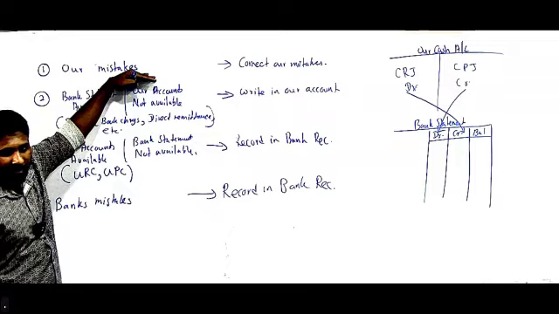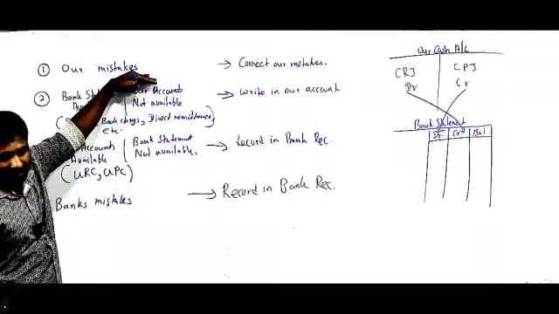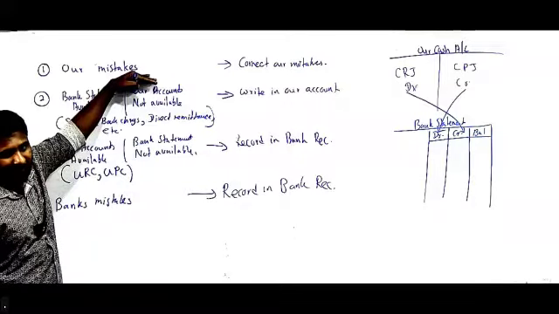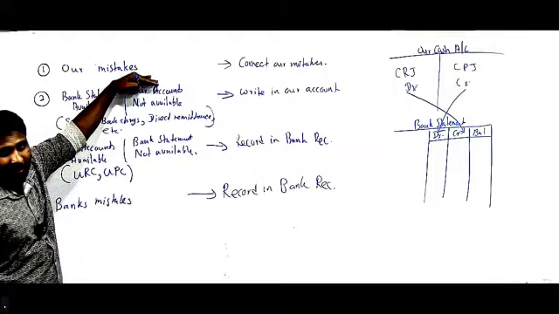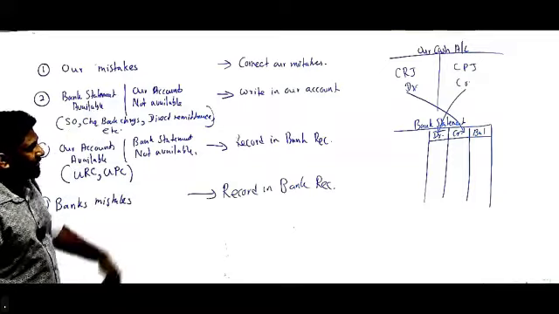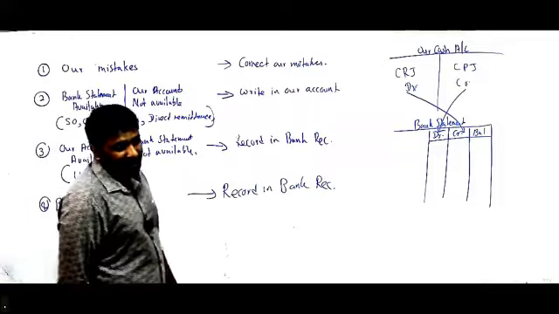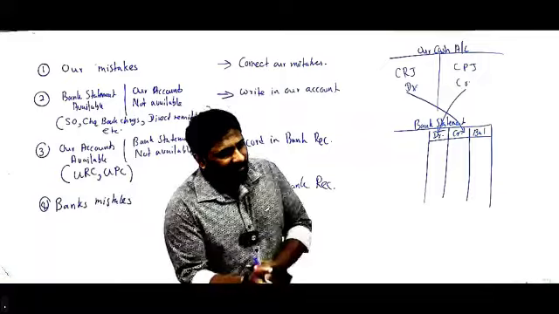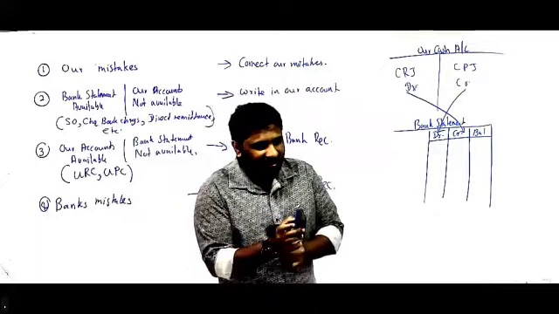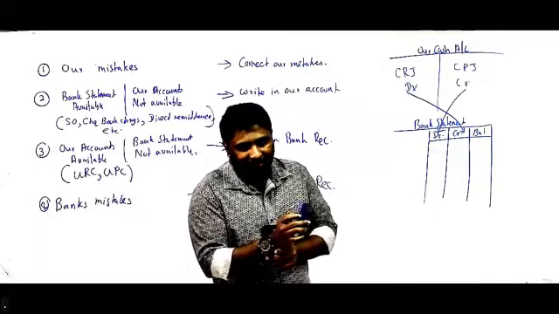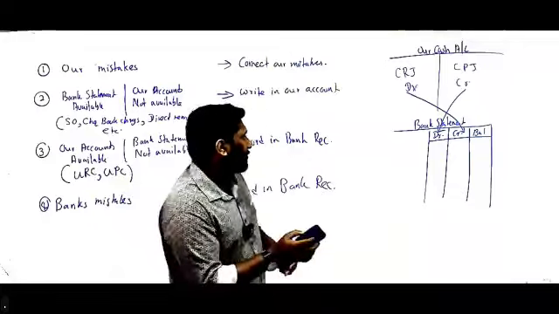Third one, available in our accounts, not available in the bank statement. What to do? You have to write it in the bank rec. What are the items? Unpresented checks and unrealized checks. Final one, bank's mistakes. What should you do? Inform the bank first. Until they correct it, you write and keep it in the bank reconciliation statement. So in the bank reconciliation statement, what are the items that you are writing? Unpresented checks, unrealized checks, and bank errors. Good.